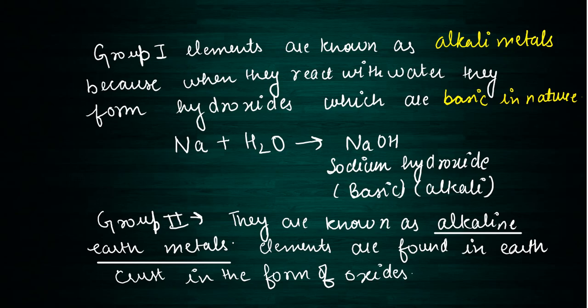So hence they are known as alkaline because their reaction with water gives us hydroxides which are basic in nature, and their oxides are also basic in nature. Hence they are alkaline. Earth because they are found in the earth crust, and metals because they lose electrons. Hence they are known as alkaline earth metals.